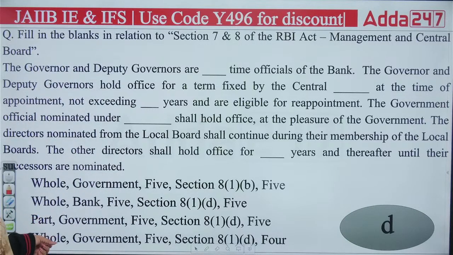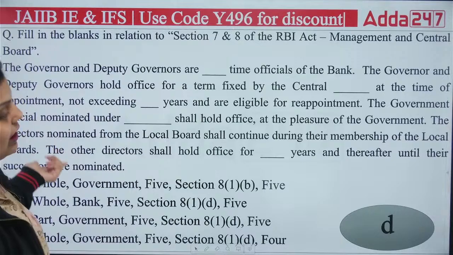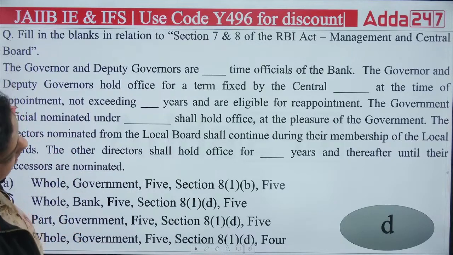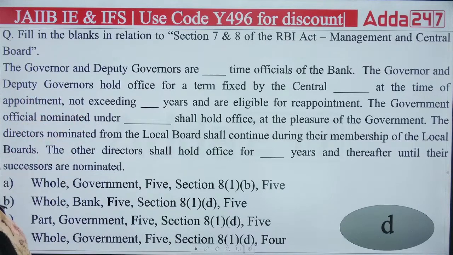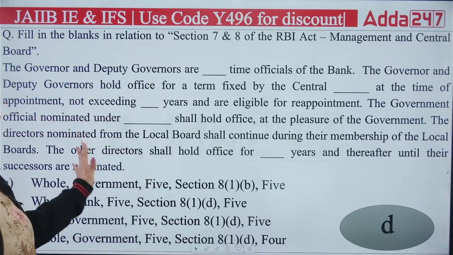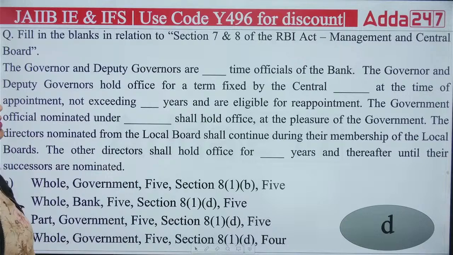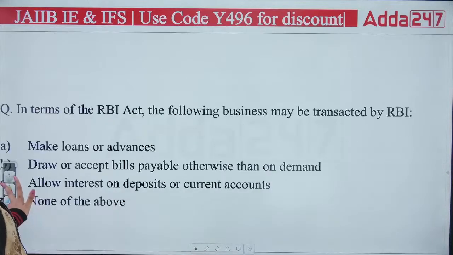Like governor and deputy governor are whole-time members or officials. Governor and deputy governor hold office for a term period fixed by whom? Decided by central government. And then at the time of appointment, not exceeding how many years? 5 years. They are eligible for reappointment. And the government official nominated under Section 81(d) holds office at the pleasure of government. The director nominated from the local board shall continue their membership of the local boards, and the director can hold office for 4 years, and thereafter the succession will go on. So the right answer will be your D, the right filling of the blanks.